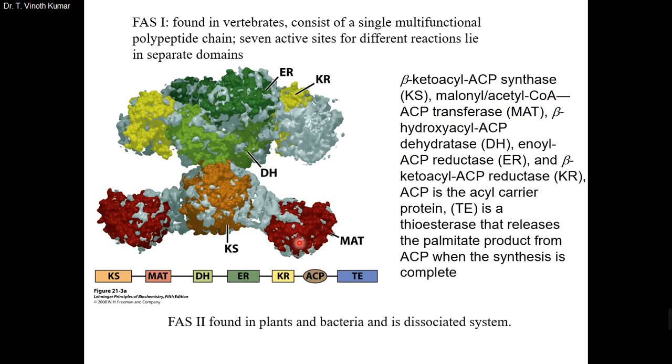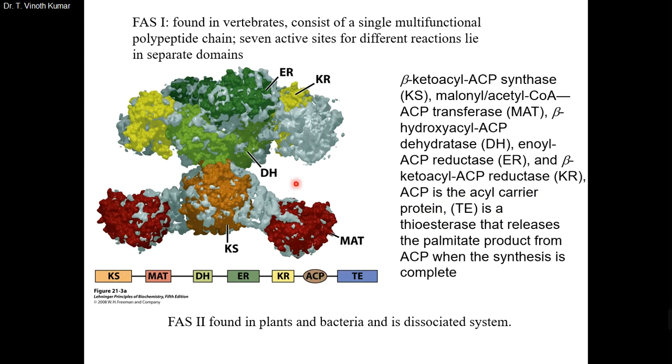And the next one is the DH domain, that is the beta hydroxyacyl ACP dehydratase domain, and the enoyl ACP reductase ER domain. This is the ER domain, and the beta ketoacyl ACP reductase KR domain. This is the KR domain. And ACP is acyl carrier protein.